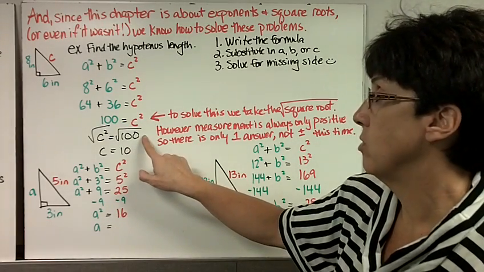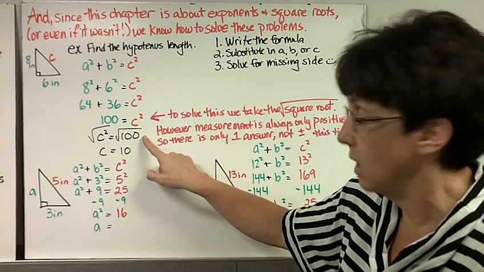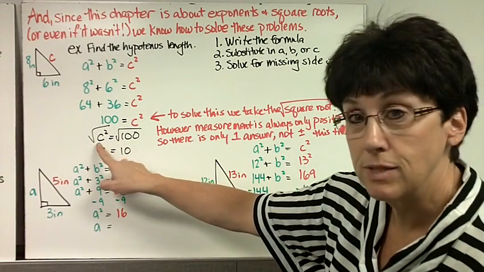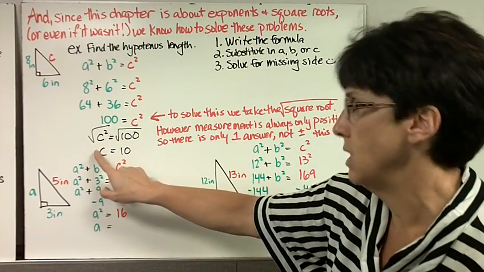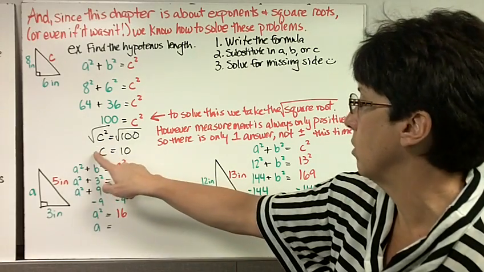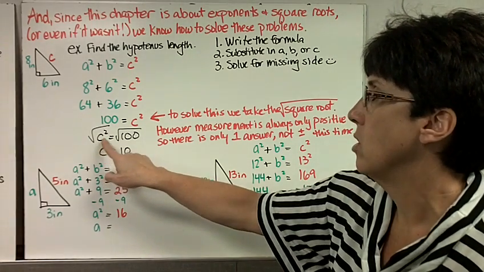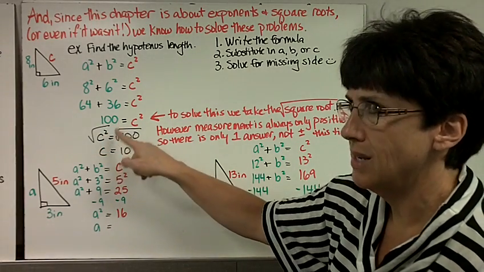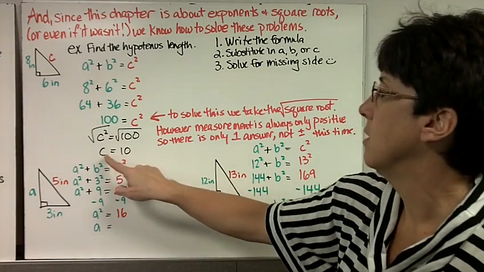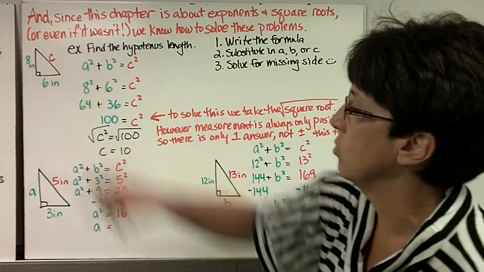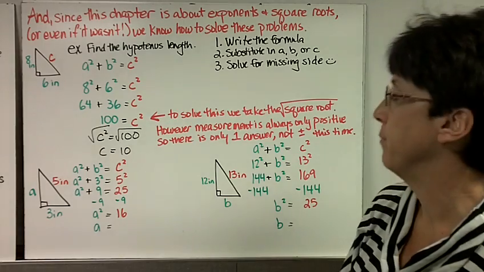And remember, you think, what times itself is 100? 10. And what times itself is C squared? C, because that's just the easy part. So the square root of C squared, what times what is C squared? Well, it would be C. So C equals 10. So my measurement up here would be 10. Let's do a couple more.